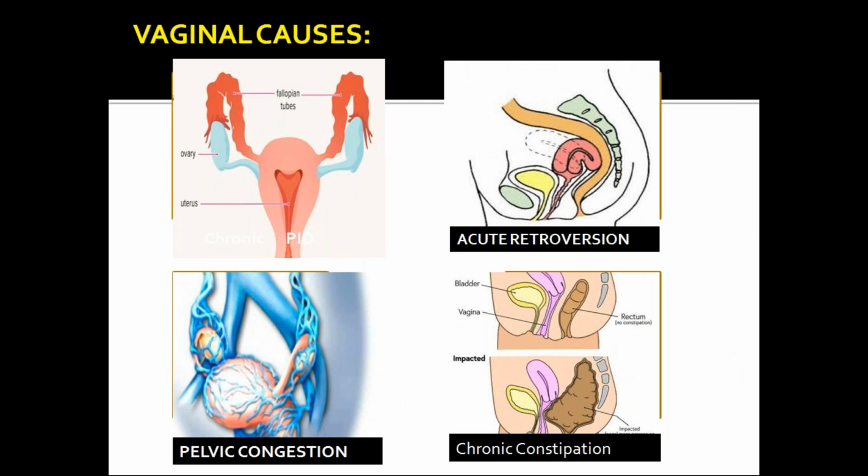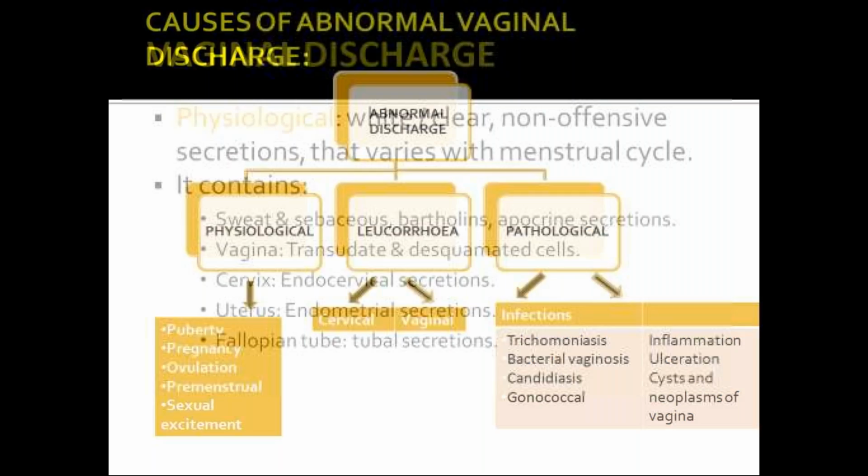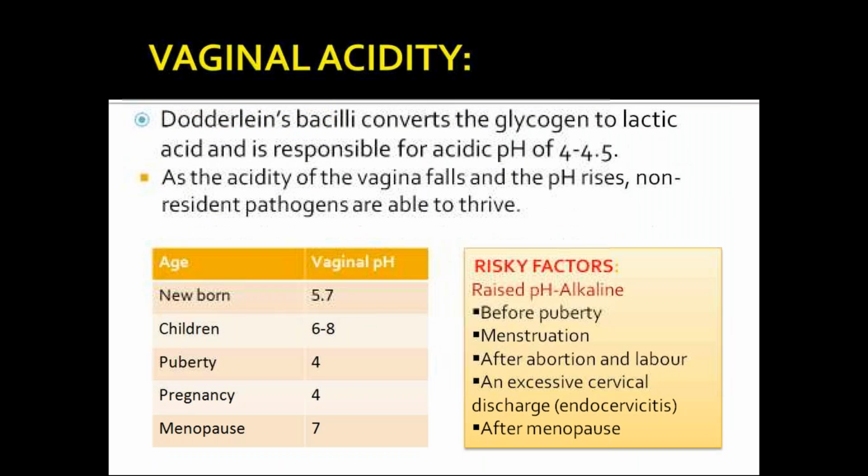So these are the vaginal causes which cause leukorrhea: pelvic inflammatory disease, acute retroversion, pelvic congestion, and chronic constipation. When you correct all of this, the patient's complaint of vaginal discharge will decrease. And I forgot to tell you in the beginning, this is a very important slide. The acidity is because of Doderlein bacilli, and the pH is maintained between 4 to 4.5.